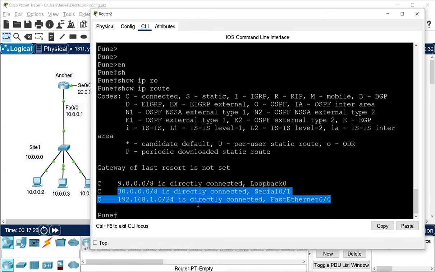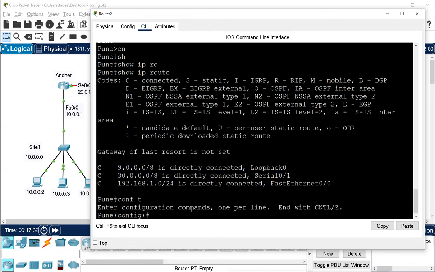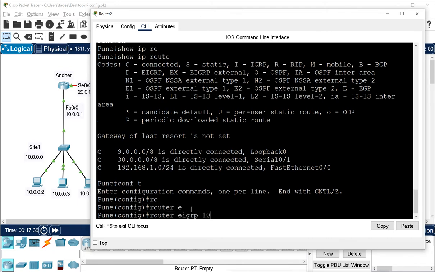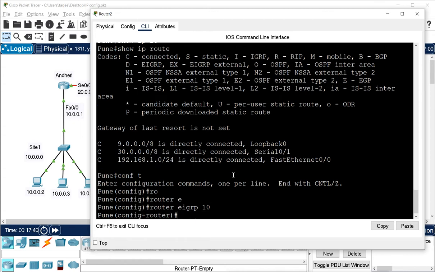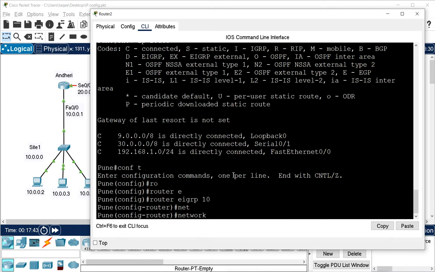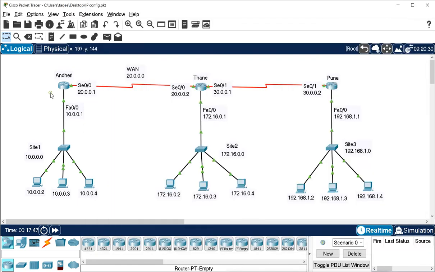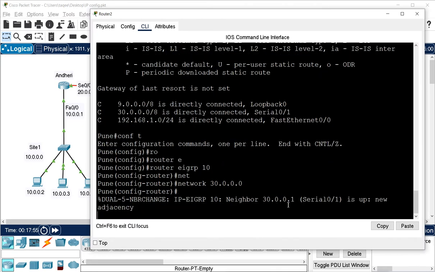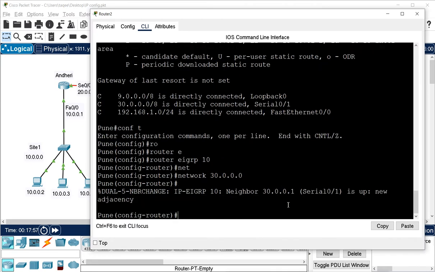So I will use these two interfaces, these two networks only. I will go again to config mode, router EIGRP autonomous number 10, the same which we have used on the previous routers. Now I will mention the network 30. This network 30 is used to connect the other router between Thane and Pune. So when I mention this network, they will create the neighborship. The neighborship is created very quickly.